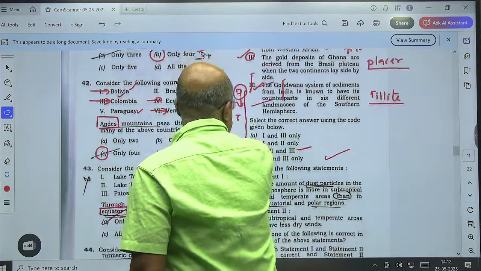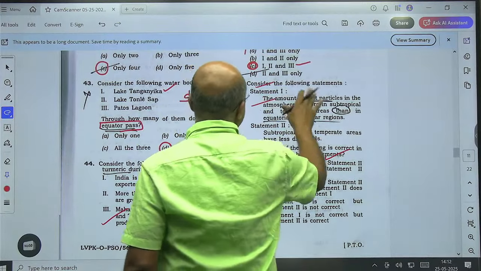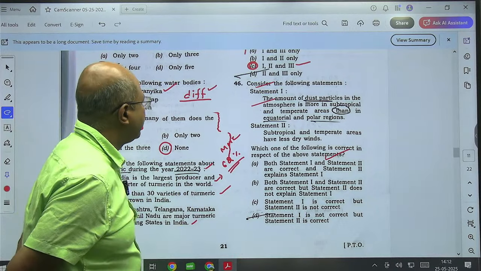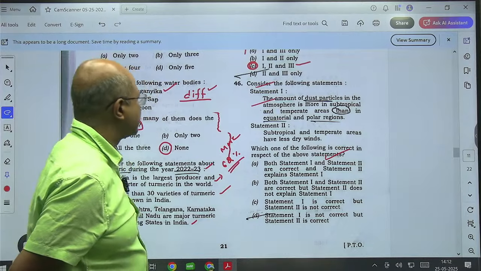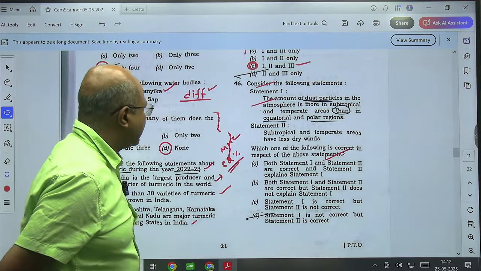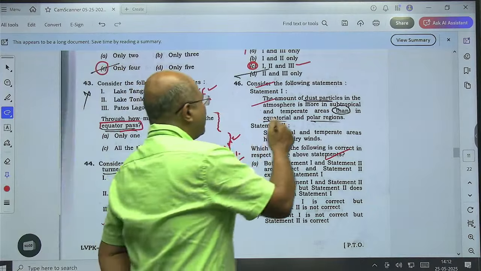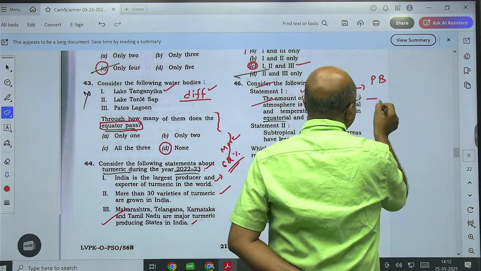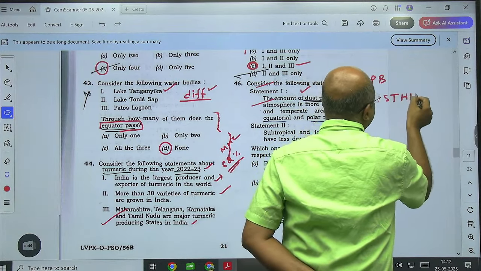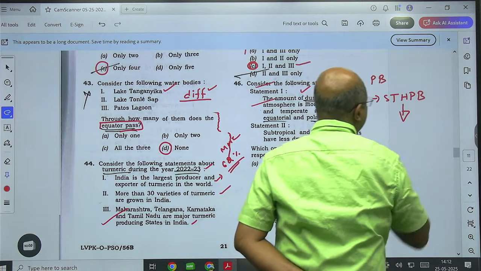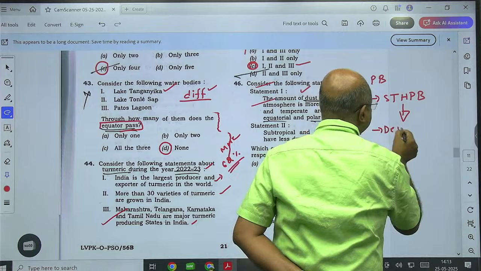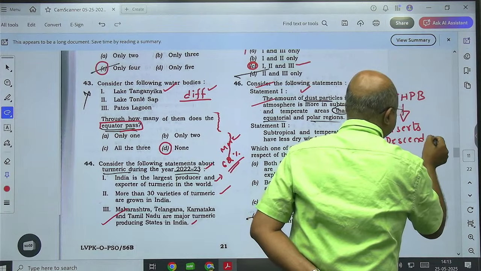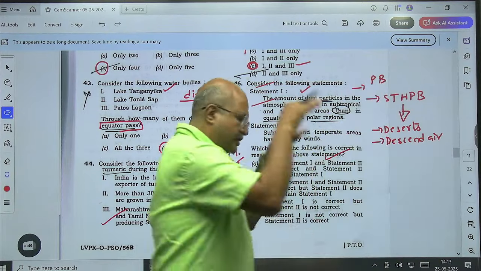Moving down to the 46th one. Consider the following statements. The amount of dust particles in the atmosphere is more in the subtropical and temperate areas than in the equatorial and polar regions. The subtropical and temperate areas have less dry winds. Now, the moment when you talk about such statements, you should understand something about the pressure belts. And this is a region which is called the subtropical high pressure belt. And remember, the subtropical high pressure belt is associated with the deserts. And it is an area where the descending of the air is there. So hence, descending air.